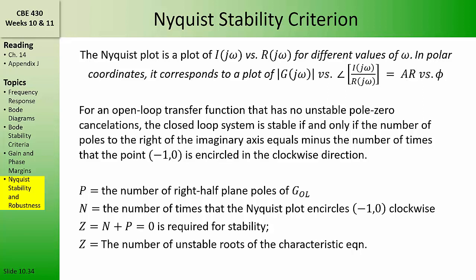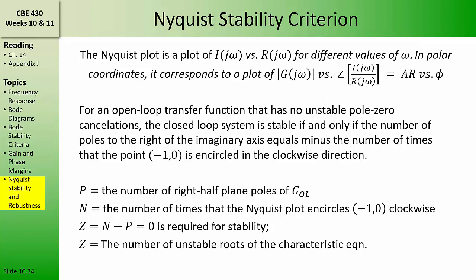The Nyquist stability criterion states that for an open loop transfer function that has no unstable pole zero cancellations, the closed loop system is stable if and only if the number of poles to the right of the imaginary axis equals minus the number of times that the point minus 1, 0 is encircled in the clockwise direction by the Nyquist plot.